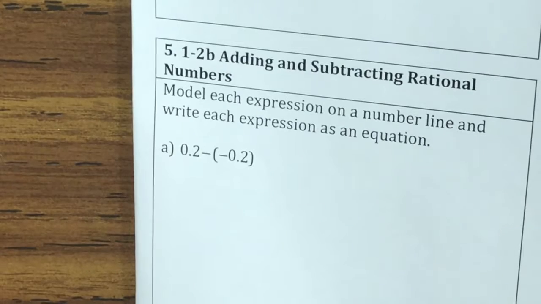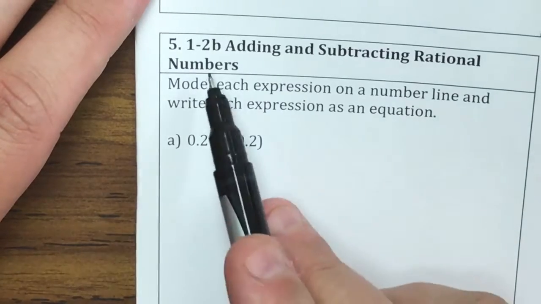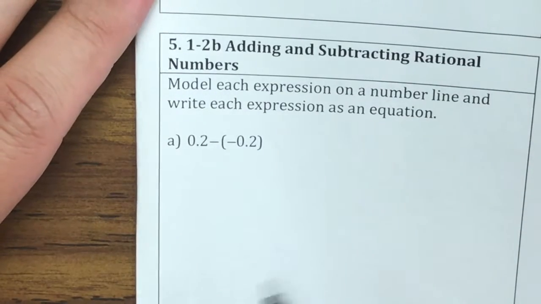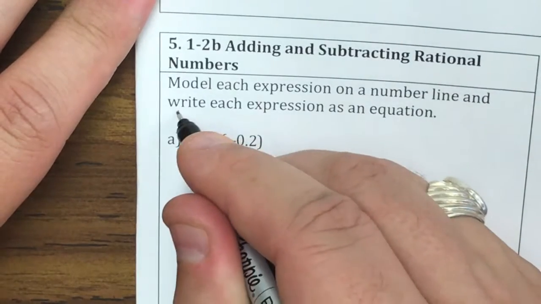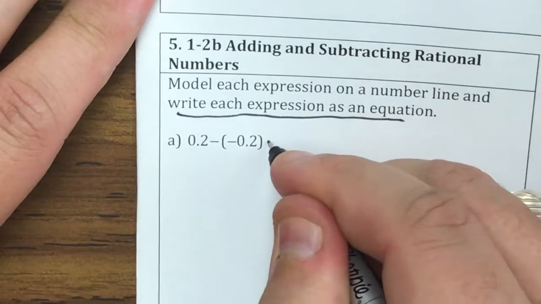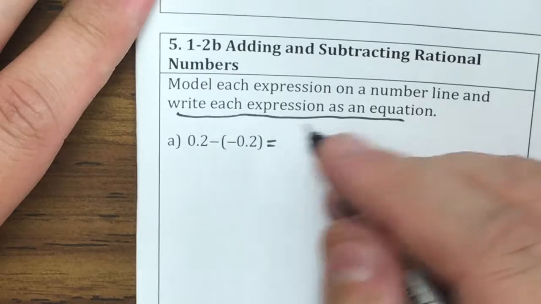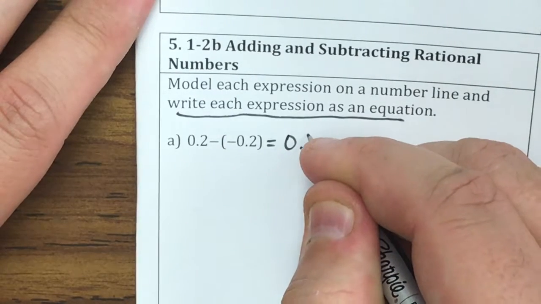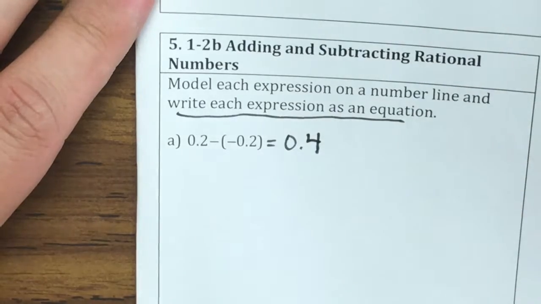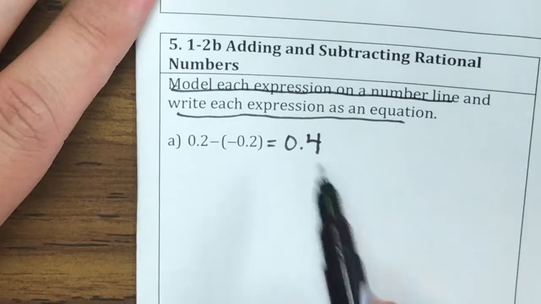Number 5, 1-2B, adding and subtracting rational numbers. Model each expression on a number line and write each expression as an equation. Well, I'm going to start with this. Subtract a negative, I'm going to add, so this equals 0.4. Now model each expression on a number line.